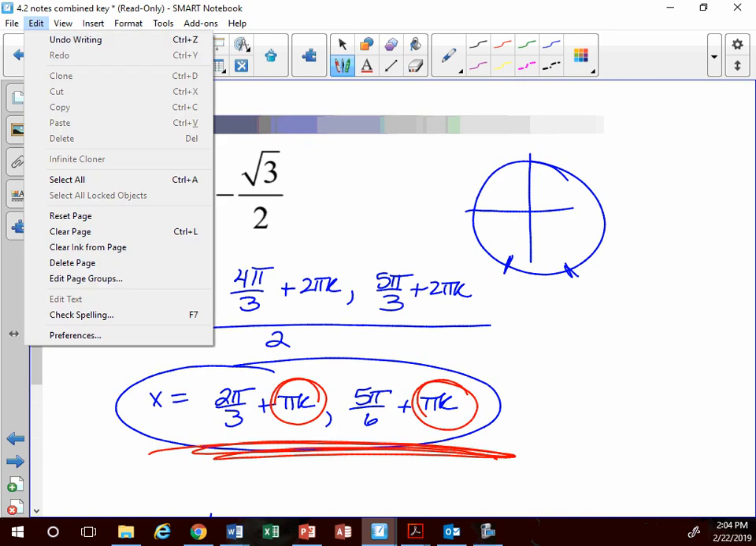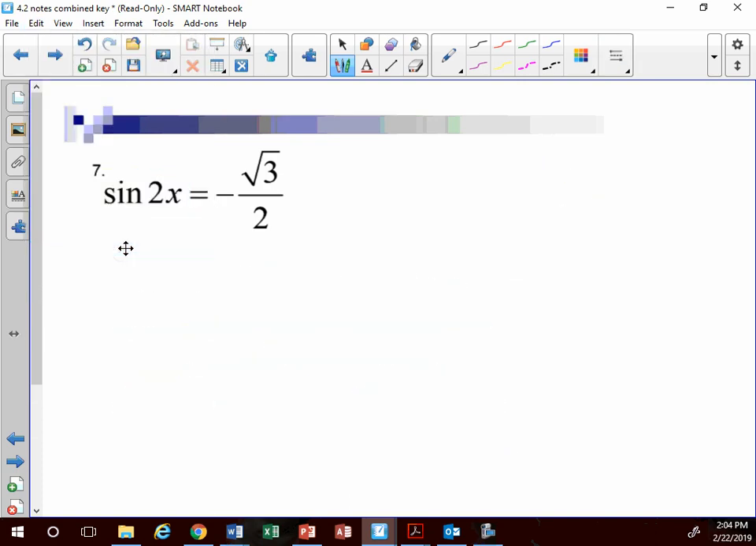All right, shut number 7 down. We'll stick with all solutions here. You guys try this one. No, you do not have to do a formula for this. Do it just like we did the last one.